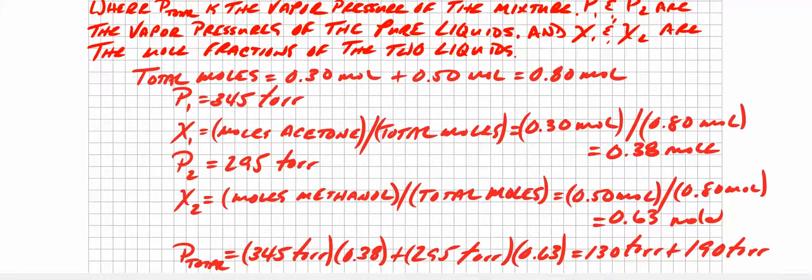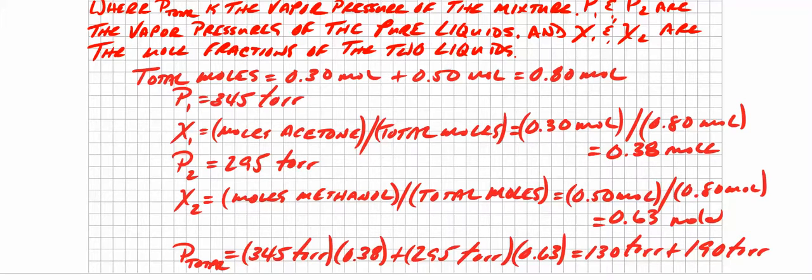So now we've got P1 and we've got chi1. Now let's turn our attention to P2. P2, we're told, is 295 torr. And chi2 is the number of moles of methanol divided by the total number of moles. So that would be 0.50 moles of methanol divided by a total of 0.80 moles. That mole fraction then is 0.63, and we've got chi2 now.